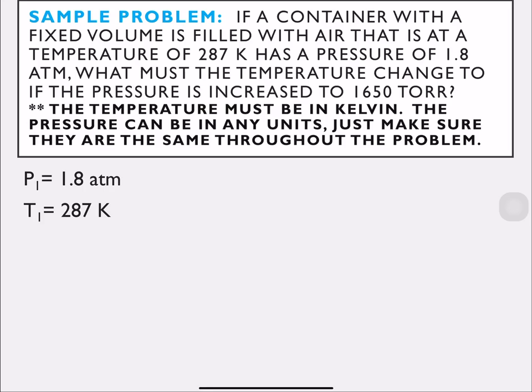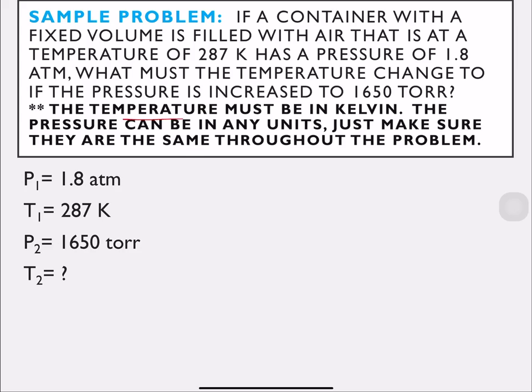The way that that's worded is kind of important. We can't change the pressure and cause the temperature to change. We can only change the pressure by a temperature change, right? The temperature causes the pressure. The temperature is the independent variable and the pressure is the dependent variable. It can't be the other way around. So we want to know, what does the temperature need to change to if the pressure is increased to 1,650 torr?